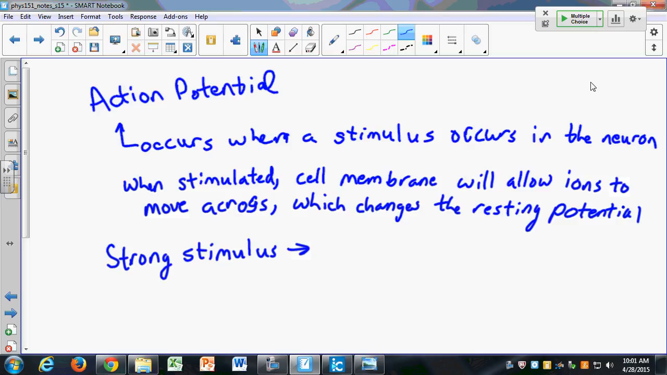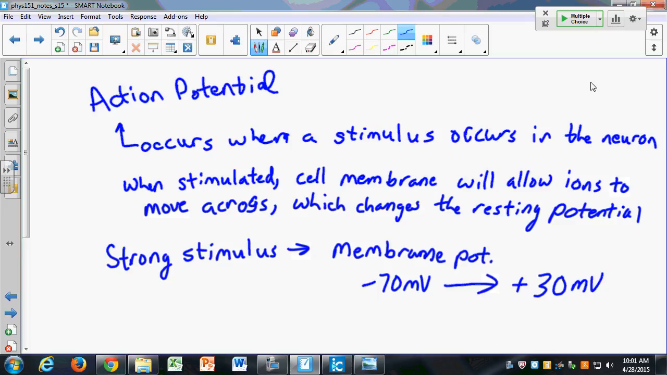this can change your membrane potential from minus 70 millivolts. That's your resting potential, and it can go up to plus 30 millivolts. That's a big change in your cell potential. Because your membrane changes and allows these ions to move across, it's going to go from this negative potential to a positive potential. So that cell membrane will allow positive charges to come into the cell, greatly increasing the membrane potential. And that's what activates the neuron.